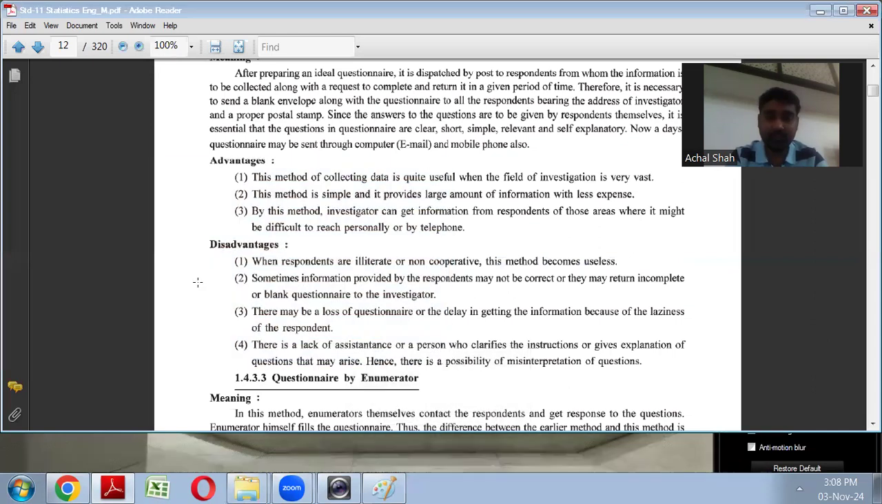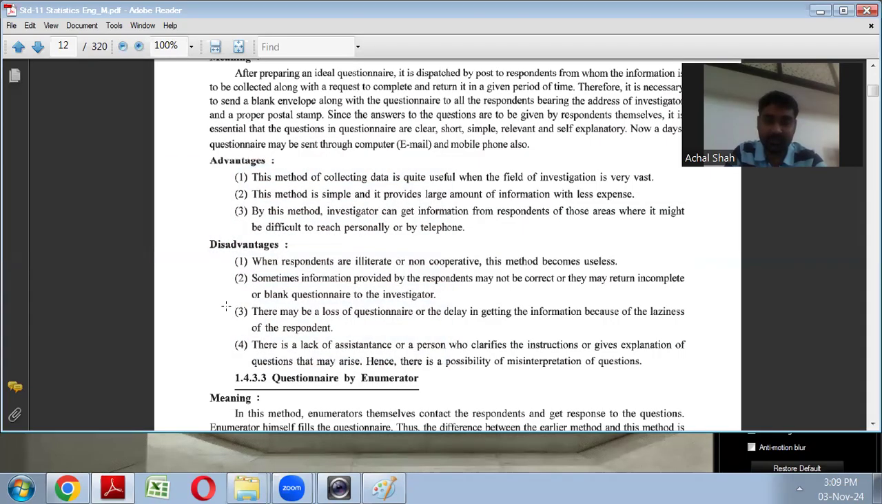Second, sometimes what happens, the respondents may not fill in the answers clearly. The answers they fill might be incomplete, or sometimes a blank questionnaire is also sent back to the investigator. So in that case, your efforts will prove useless, right?